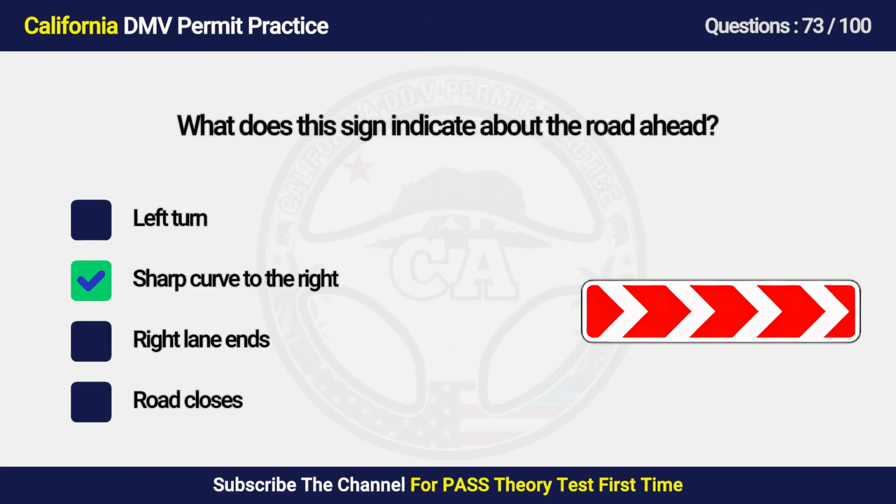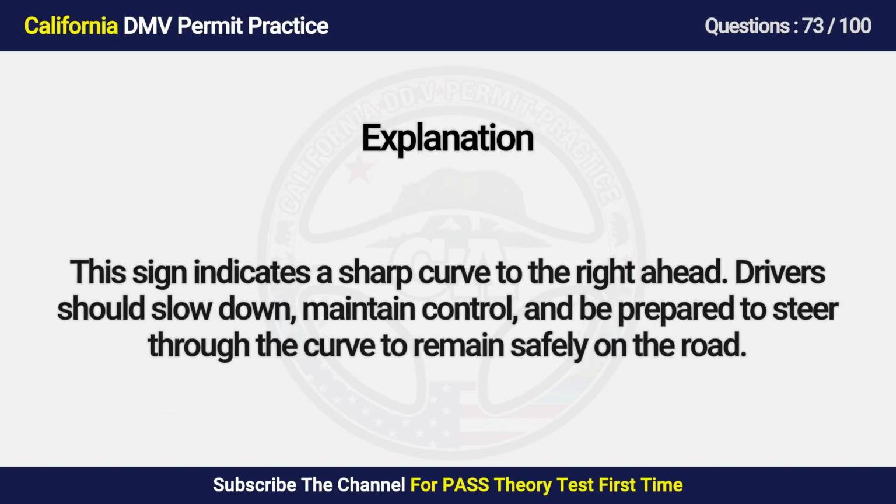Answer is B. Sharp curve to the right. This sign indicates a sharp curve to the right ahead. Drivers should slow down, maintain control, and be prepared to steer through the curve to remain safely on the road.